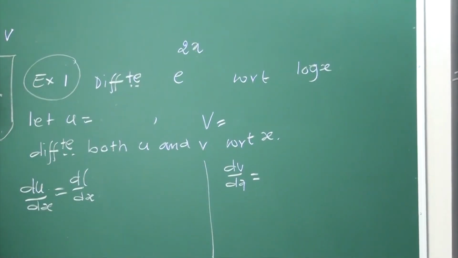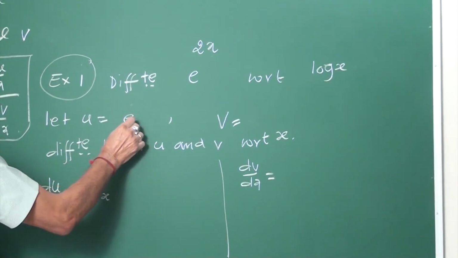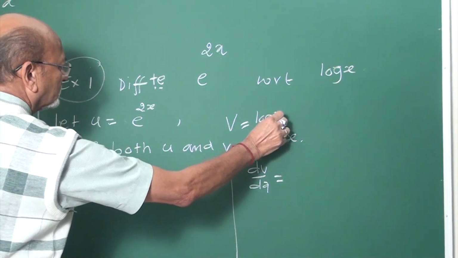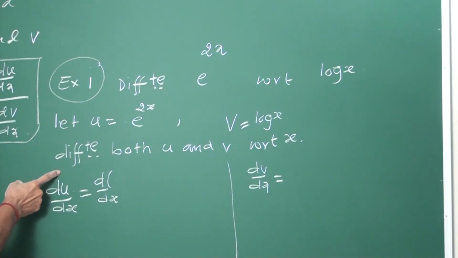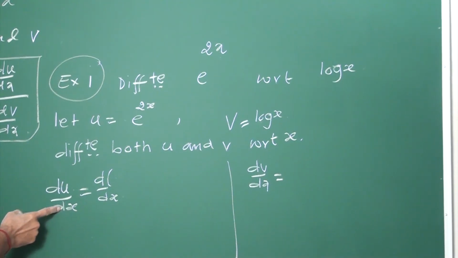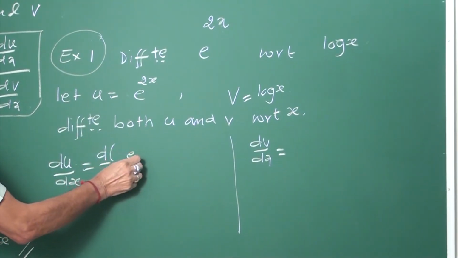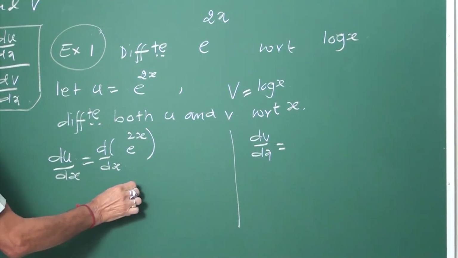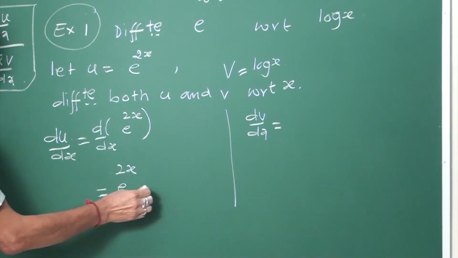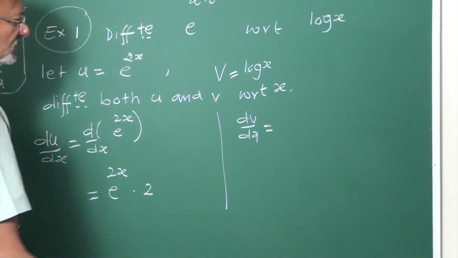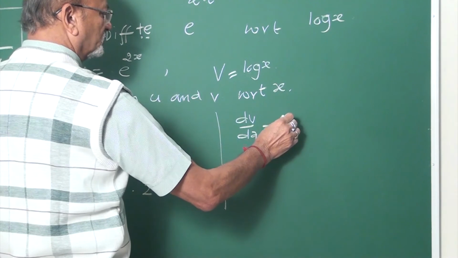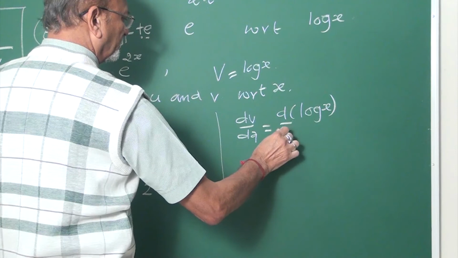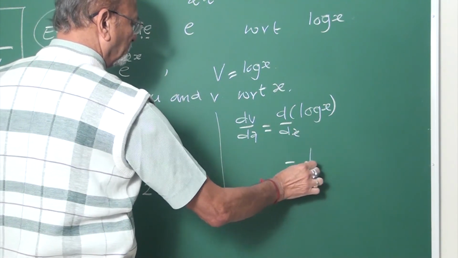Yes, friend. Let u equal to e to the power 2x, v equal to log x. Differentiate both u and v with respect to x. Yes, du by dx is 2 into e to the power 2x. E to the f as it is, into the derivative of what is other than x, right? Derivative of log x with respect to x is 1 by x.